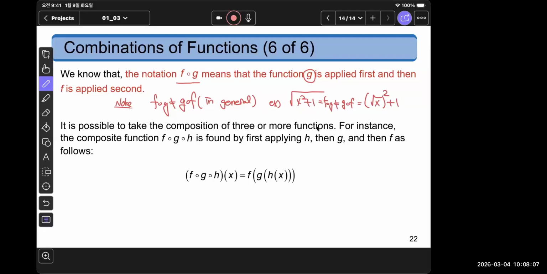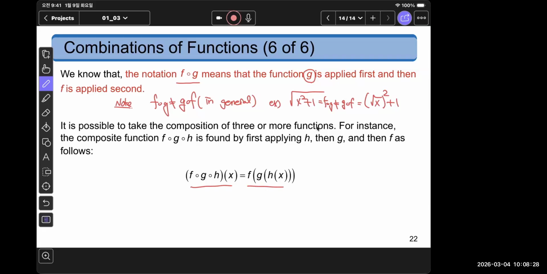And in addition, if I can define the composition of two functions, why not with three or more functions? So if you have, say, three functions, you can consider their compositions, and this notation means this one.